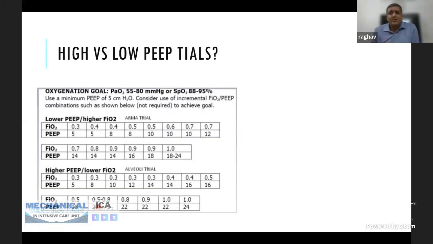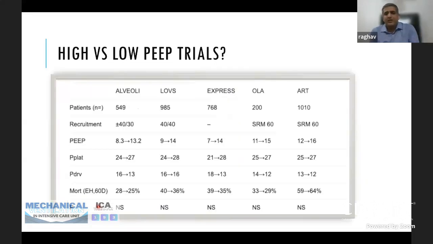So there are several trials which have been done in the last 10 to 15 years, which compared high with low PEEPs. These are the list of the 5 trials. The most important ones were the ALVEOLI trial, LOVS trial, and EXPRESS trial. In all these trials, as you can see, there was no difference in mortality in high versus low PEEP. The P value was not significant.